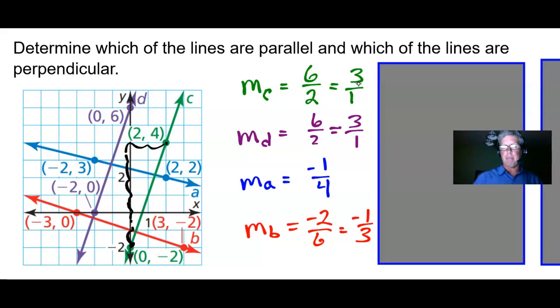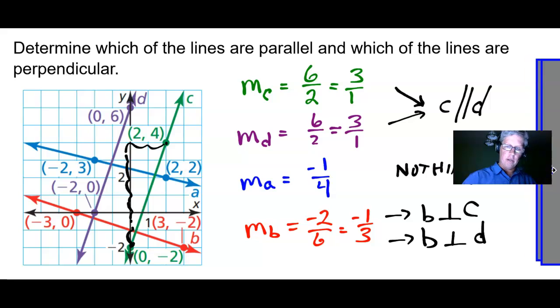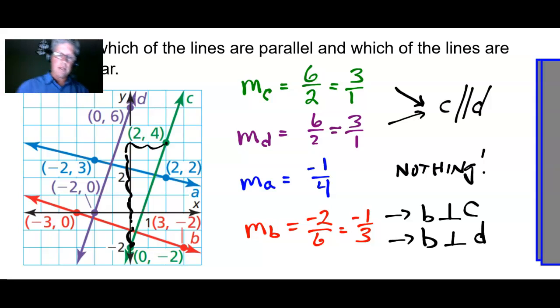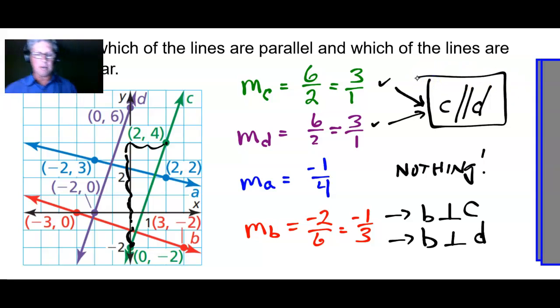So now I need to compare those lines and see which ones are equal, which ones are opposite reciprocals. Hopefully you can see that. These are the same slope. So if they're the same slope, they are parallel. So we would say lines C and D are indeed parallel.